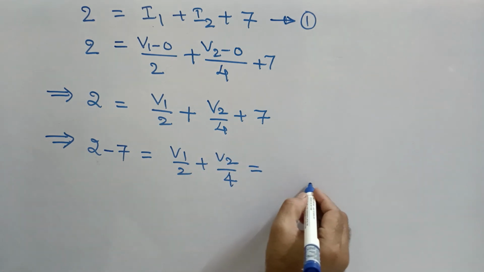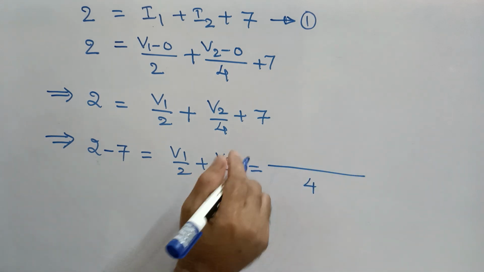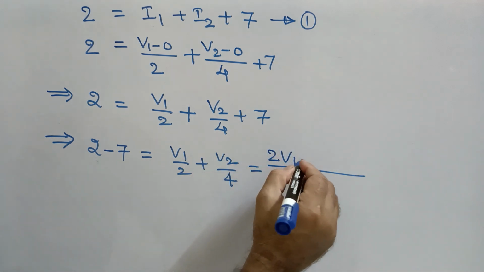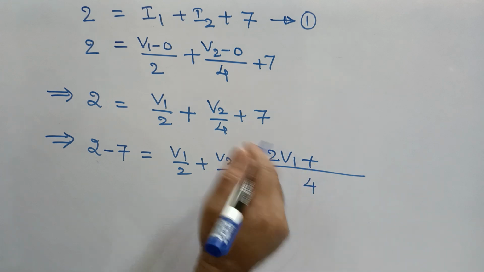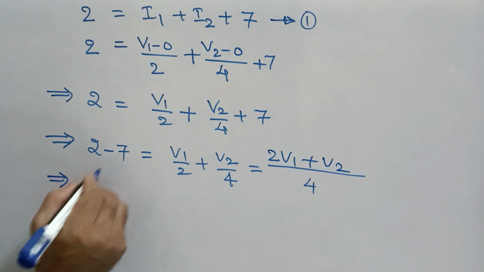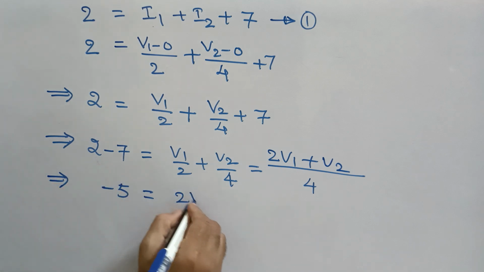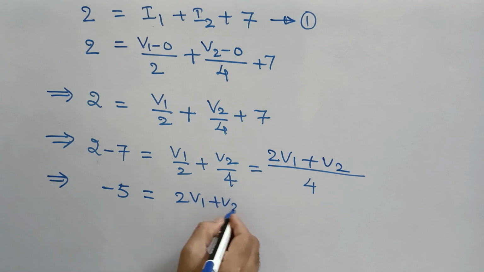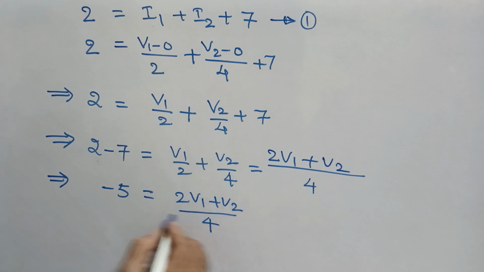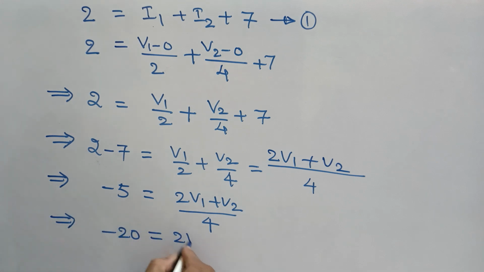Take the LCM of these two, which is obviously 4. Then 2 times is nothing but 2V1, plus 4 into 1 times, therefore V2. This is equal to 2 minus 7, which is nothing but minus 5, equal to (2V1 plus V2) by 4. Upon cross multiplication, you will get minus 20 is equal to 2V1 plus V2, right?